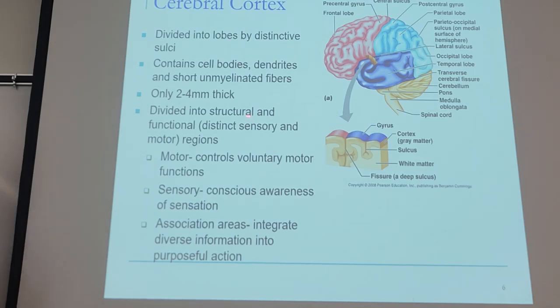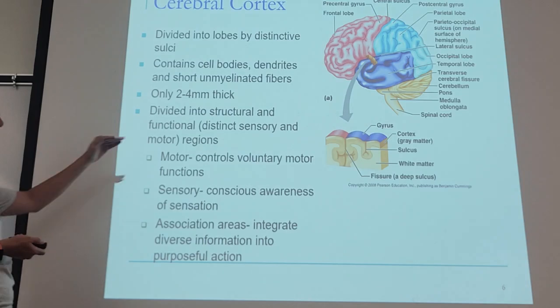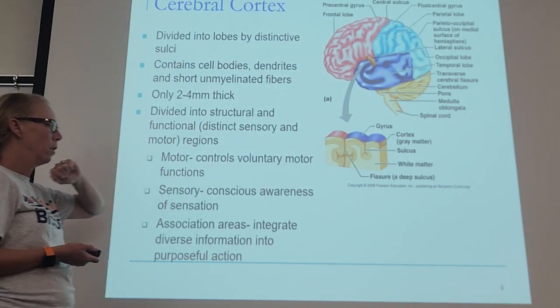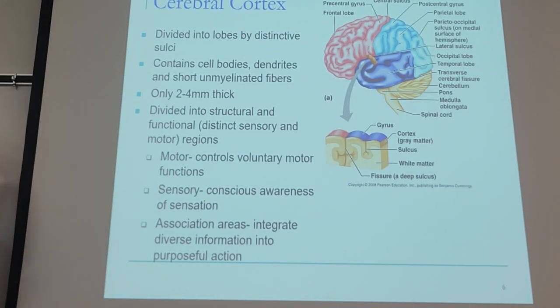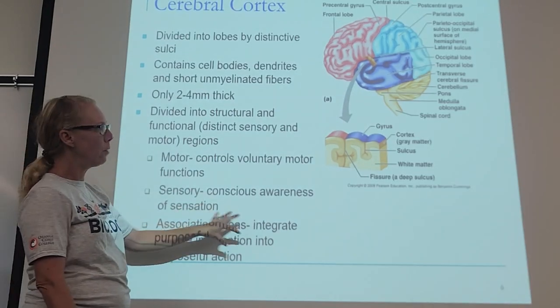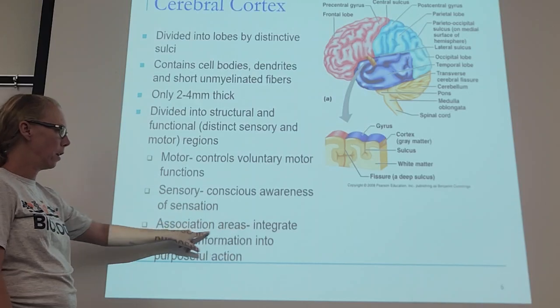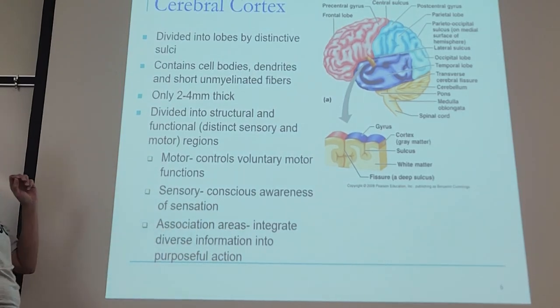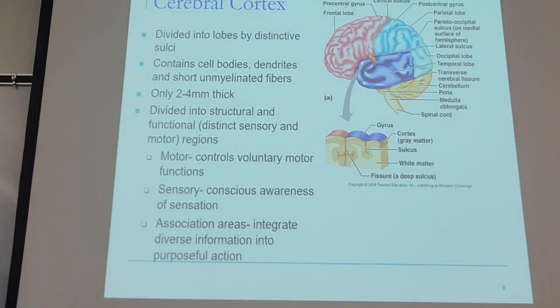This cortex is split into functional regions, sensory and motor regions, and we'll talk about where in the cortex these different regions are. Motor controls voluntary motion, and sensory gives us our conscious awareness of sensation. What type of sensation do we have? And then in the brain we have other areas I'll show you called association areas, and they allow us to give context to what we're experiencing.